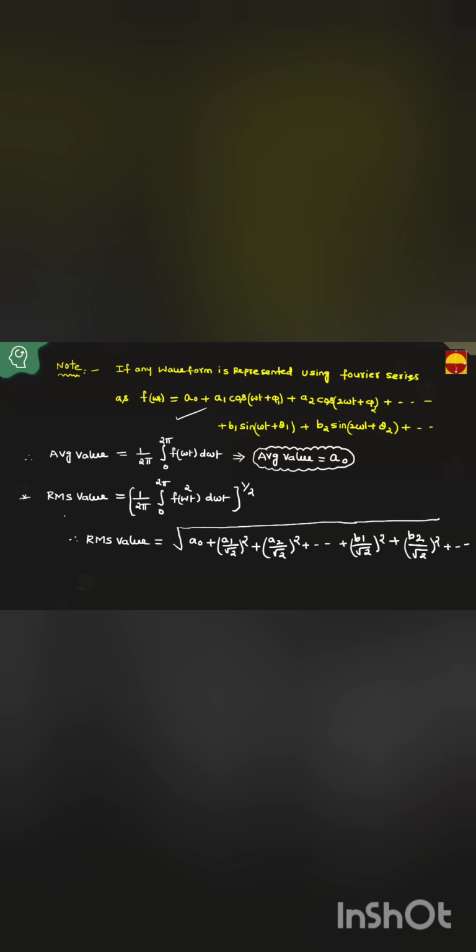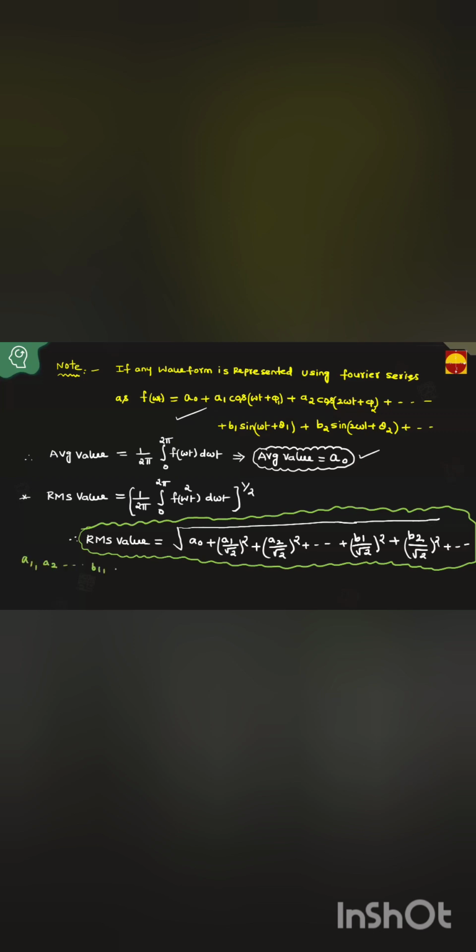This is the formula for average value and this is the formula for RMS value. But A1, A2, B1, B2 are the maximum values, that is, peak values. That's why we divide by root 2 to convert into RMS value. If RMS values are given, don't divide by root 2; directly square them. That's why I'm writing A1 by root 2, A2 by root 2, and so on, B1 by root 2, B2 by root 2, whole square.